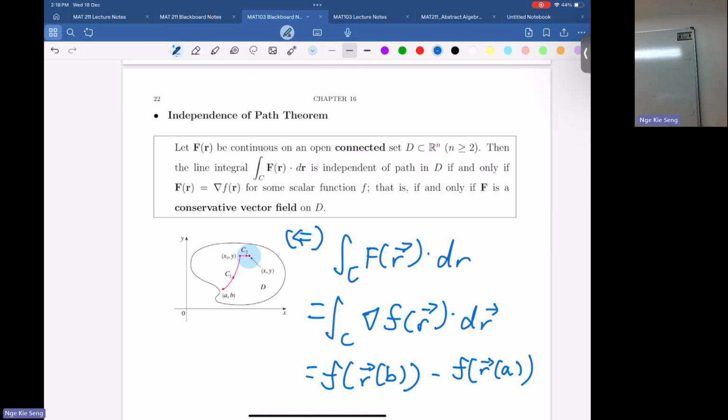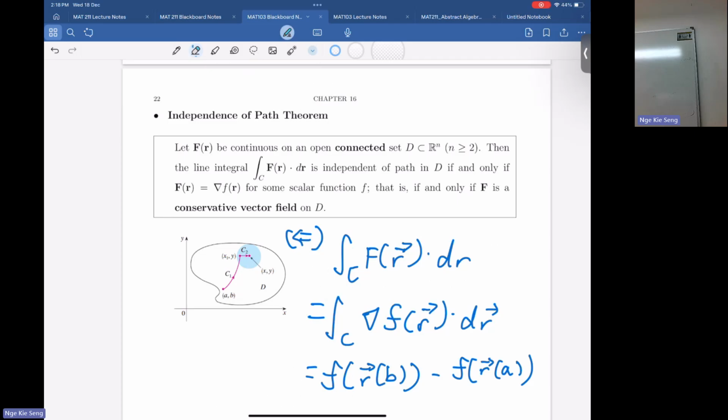A line integral is independent of path if and only if what? What is zero? The line integral is zero. But where did you do the line integral? On every closed path. So if you can check that this line integral is always zero on every closed path, it also implies that when you do the line integral on a random path, it is independent of path.